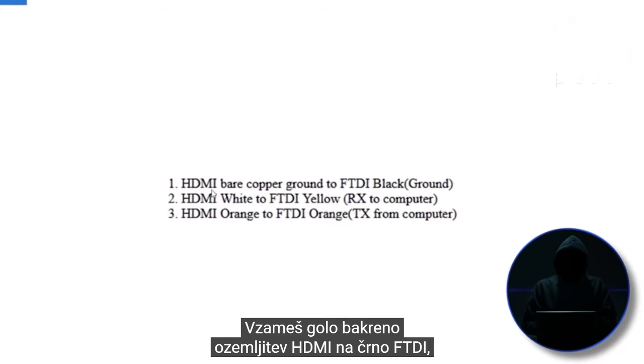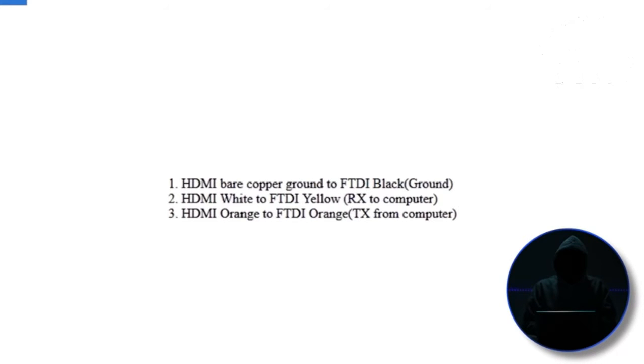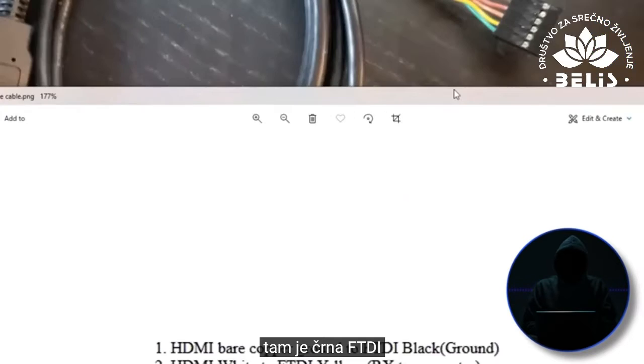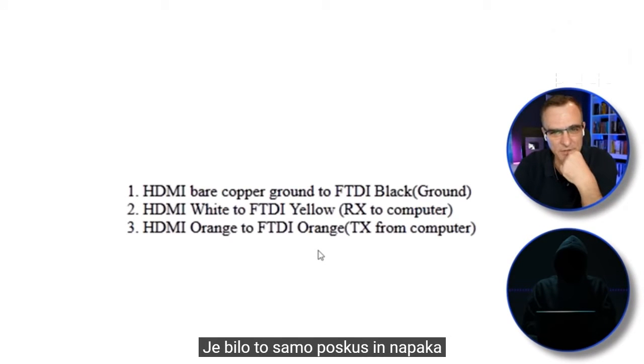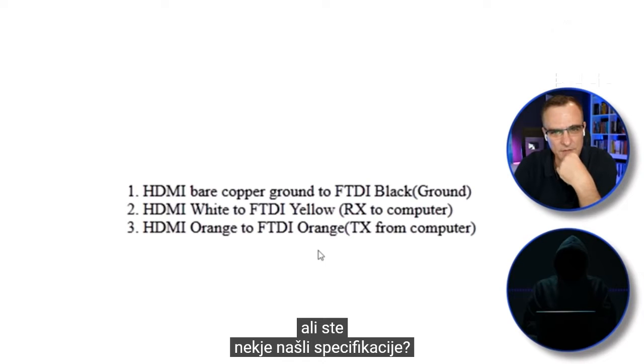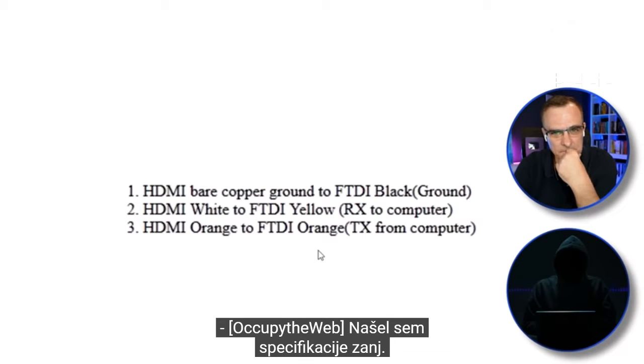You take the HDMI bare copper ground to the FTDI black. There's the FTDI black right there, and the HDMI white to the FTDI yellow, and the HDMI orange to the FTDI orange. Okay. How did you work this out? Was this just trial and error, or did you find the specification somewhere? I found specifications for it.